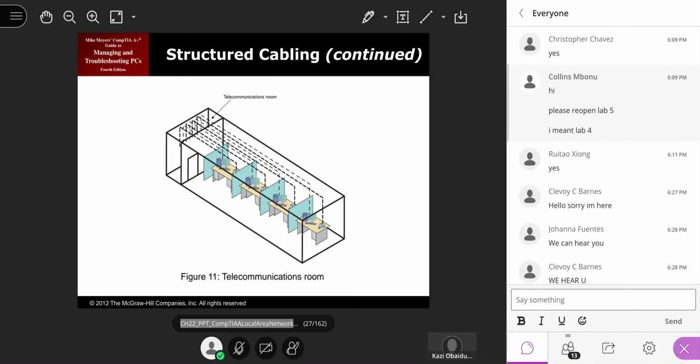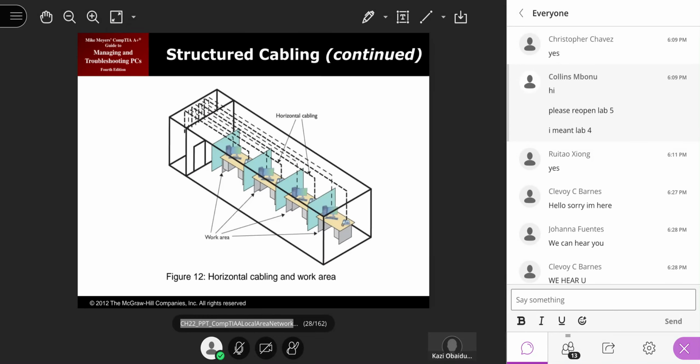Okay, good. And then this is another one: horizontal cabling system, work area. And then these are the things.